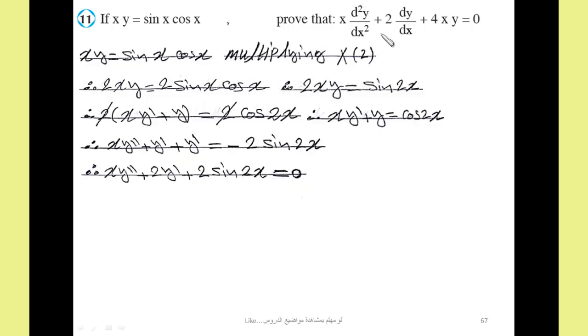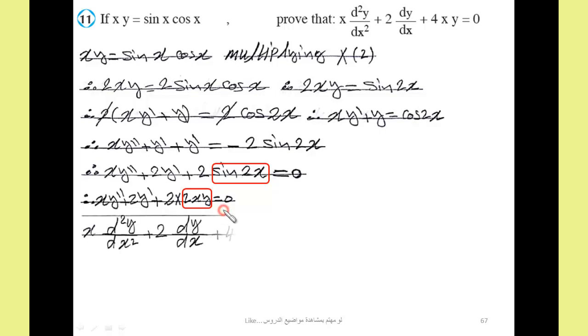It is the same as the required. x y double dash is x d2y by dx squared plus 2 dy dx plus 2 sine 2x, and we write xy double dash plus 2y dash plus 2 multiplied by 2xy equals 0. It means x multiplied by d2y by dx squared plus 2 dy by dx plus 4xy equals 0. 2 multiplied by 2 equals 4.